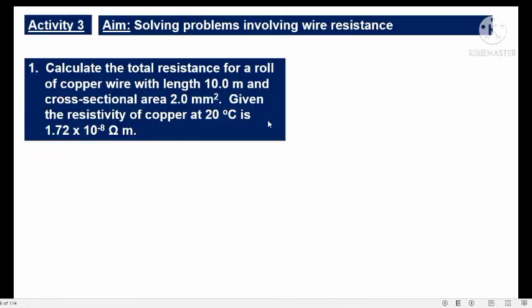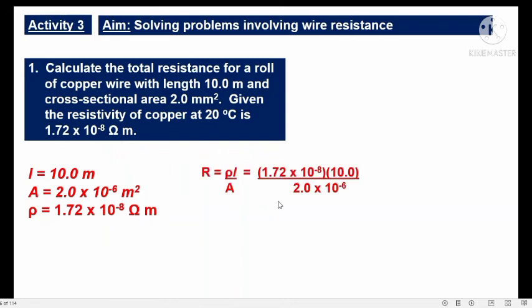Okay, let's look at some questions involving wire resistance. Number 1, calculate the total resistance for a roll of copper wire of length 10 meters and cross-sectional area 2 millimeter squared, given the resistivity of copper is 1.72 times 10 to the power negative 8 ohm meter. Okay, so we can just list out all the information and then use the formula R equals rho L divided by A. But make sure you check the units. All must be in meters. If not, you need to convert to the same unit first. So you calculate the resistance using this formula, and you will get R equals 0.086 ohm.